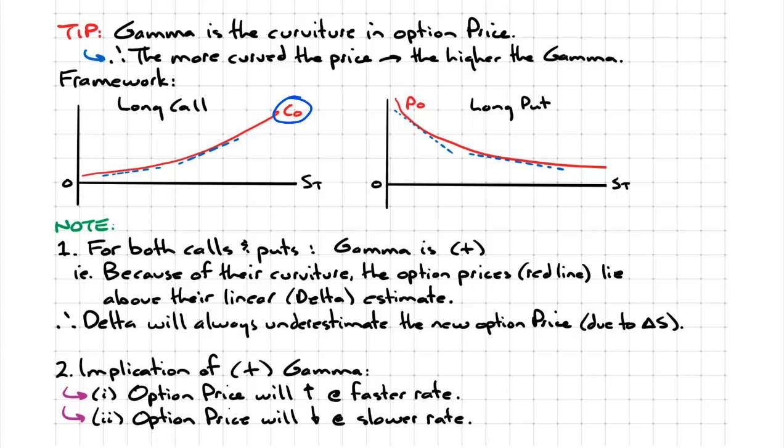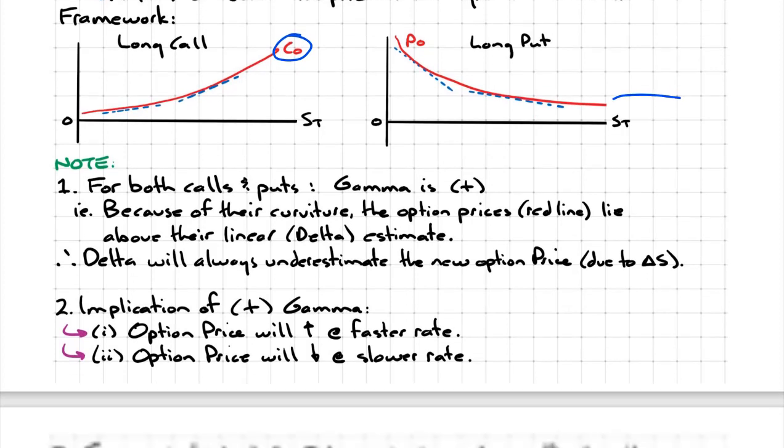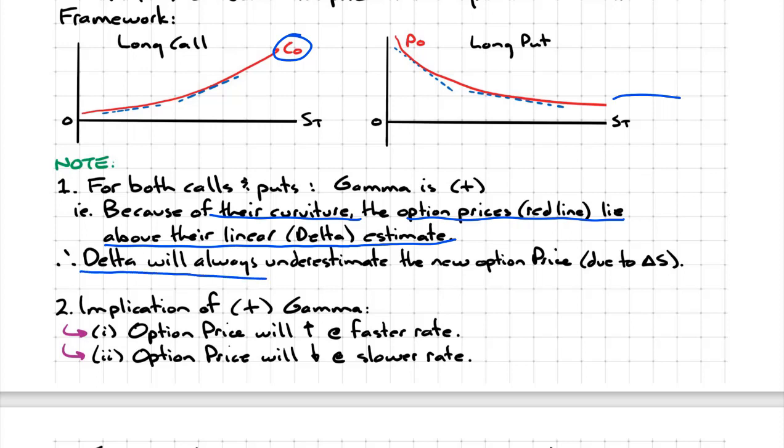And same thing with the put option. So you could see that the red line, which represents the actual price of the put option, is always above these delta estimates, which are represented by the dashed blue lines. And there it is. So because of the curvature, and that's what gamma is, it's curvature. So when we say there's positive gamma, we mean there's positive curvature. The option price, which is represented by the red line, will always lie above the linear or delta estimate. So therefore, delta will always underestimate the new option price in response to change in the spot price.